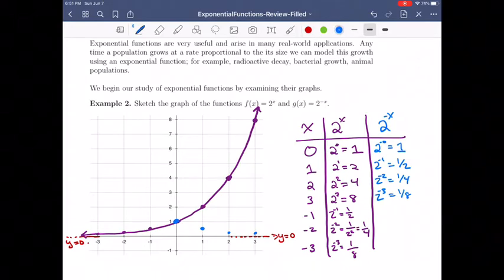When I do negative 1, it's 2 to the negative negative 1, so that's 2 to the 1, so I get a point at negative 1, 2. When x is negative 2, it's 2 to the negative negative 2, so it's 2 squared, or 4. You can probably guess negative 3 is going to be at 8. So this graph looks the same, but flipped over the y-axis.